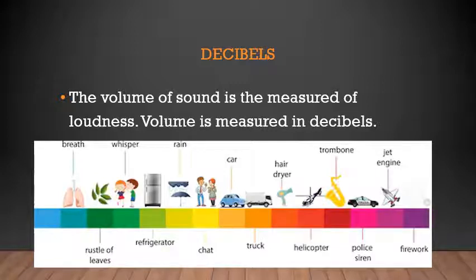Then trombone. A trombone is a kind of instrument used for music. Then police siren or the ambulance siren. Then the jet engine and firework. Jet engine and firework are very loud noises. You cannot listen to them for a long time. So their decibels are quite a bit higher than the other ones. Understood?